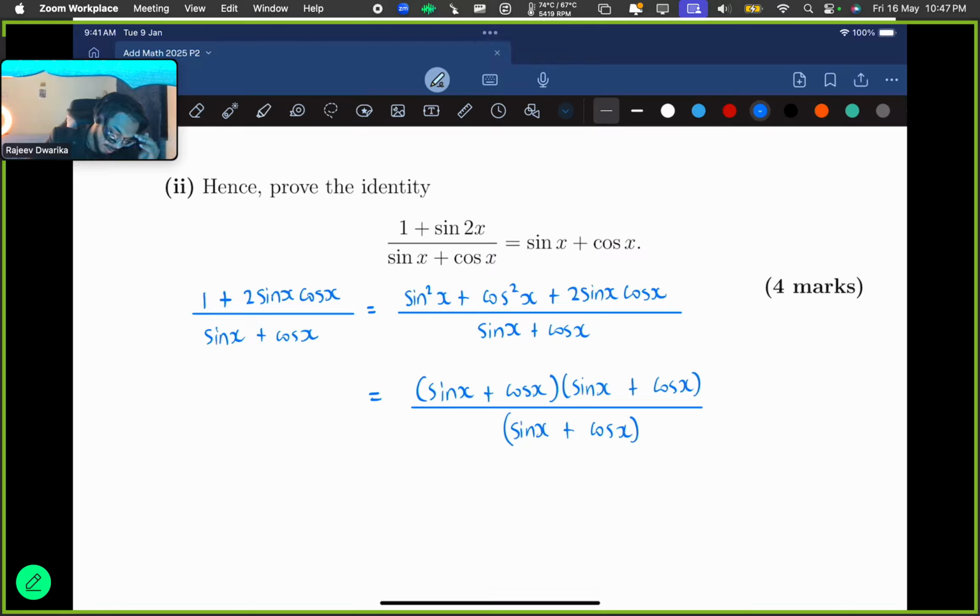And so you're clearly seeing now that this would cancel off with this, and you remain with your right hand side. You get your proof. QED, your square box.